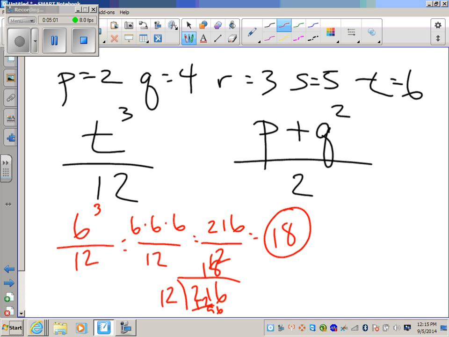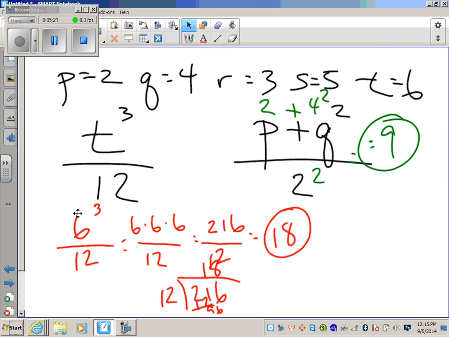So the answer should be 18. P plus Q. P is 2. Q is 4 squared all over 2. 4 squared is what? 16 plus 2. 18 over 2. 9. Yeah.